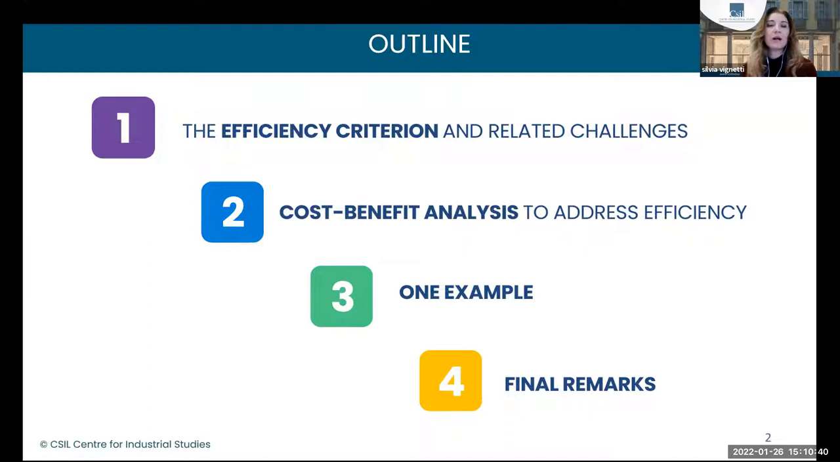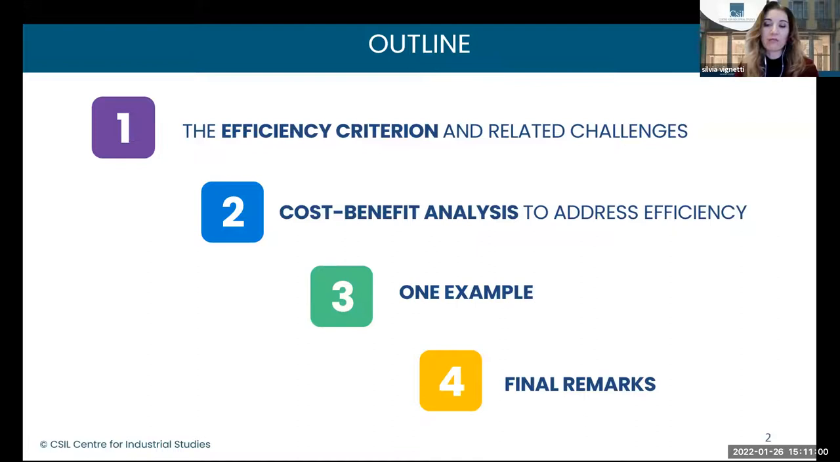This is how I decided to structure the discussion today. Let's start with the efficiency criterion, just to place where cost-benefit analysis helps us as evaluators. Then we'll very briefly introduce the cost-benefit analysis key concepts. I will bring you one example, because I think that when you see it at work, something is more clear, and then some very quick final remarks.